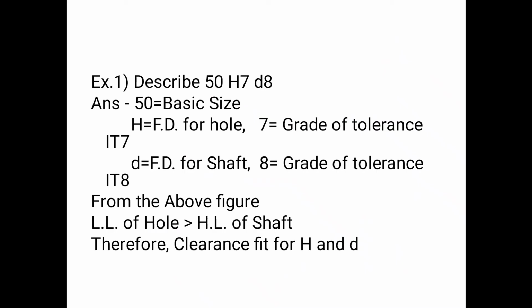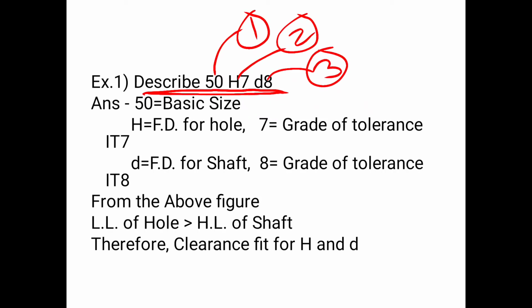Now, first example, nomenclature. Here it is given to describe 50H7 and D8. For 50H7 D8, what will you find? First, 50 is the first term, H7 is the second term, and D8 is the third term. The first term always represents the basic size, the size on which the dimensions are found out for shaft and hole. So the first term gives the basic size.